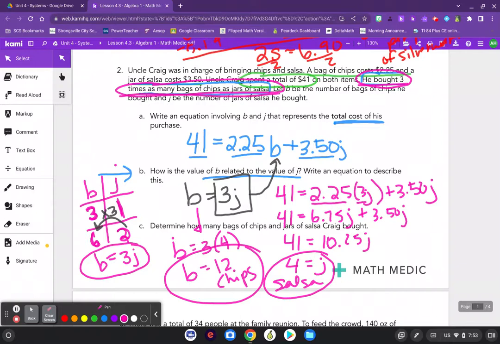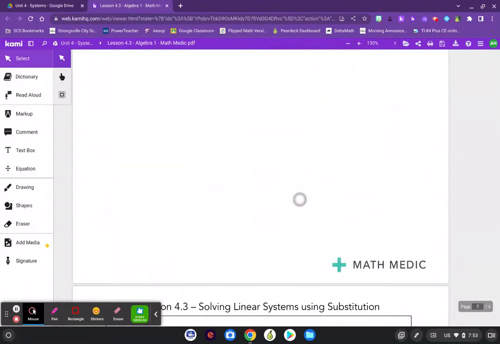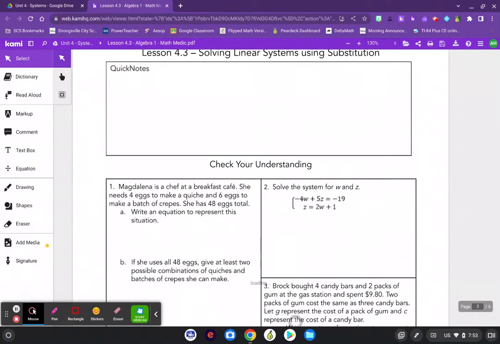And then we just did some more practice working on the slides that we had started in class the previous day and worked on the 4.3, check your understanding. In the 4.3, check your understanding, again, we just talked about this idea of substitution. The first thing that we need to do is create 2 equations.